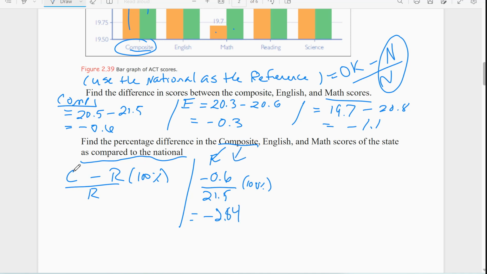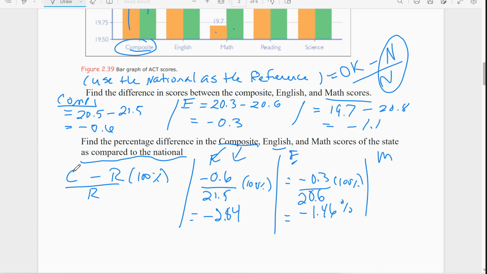All right, that's the composite. Now the English should have been negative 0.3 divided by 20.6 times our 100%, which should have been a negative 1.46. And then math, it should have been a negative 1.1 divided by 20.8 times our 100%, which should have come out negative 5.29.